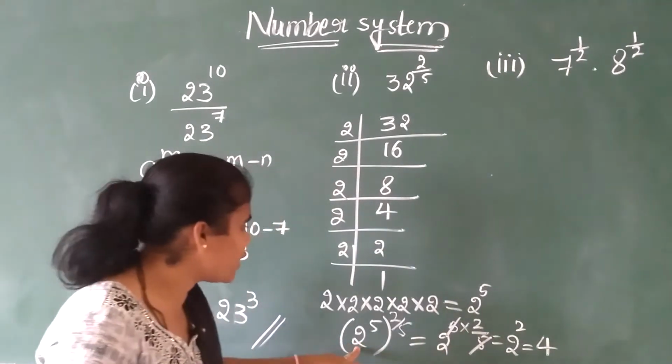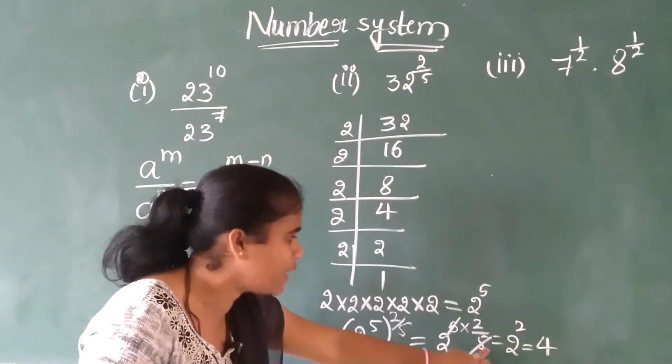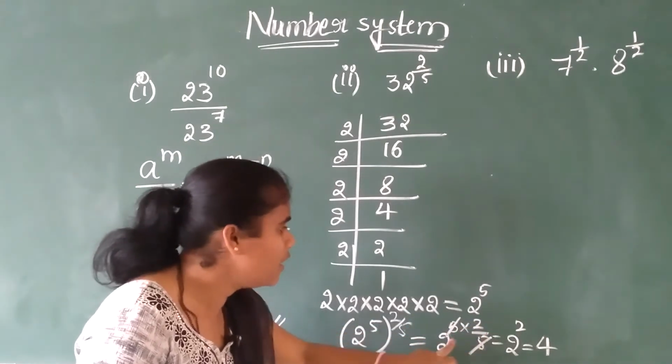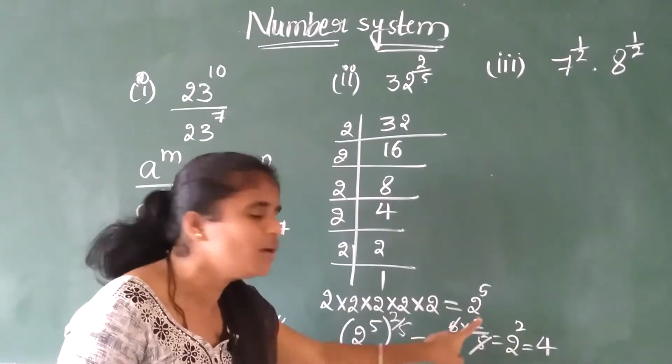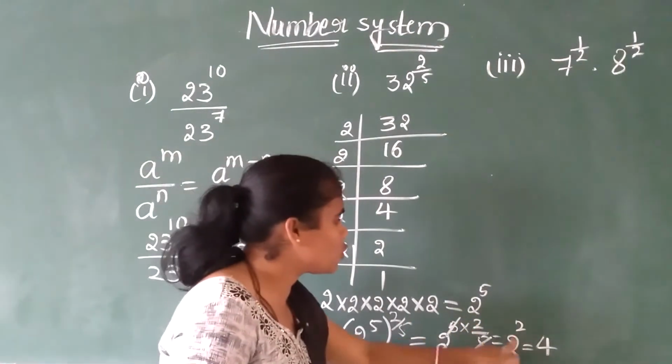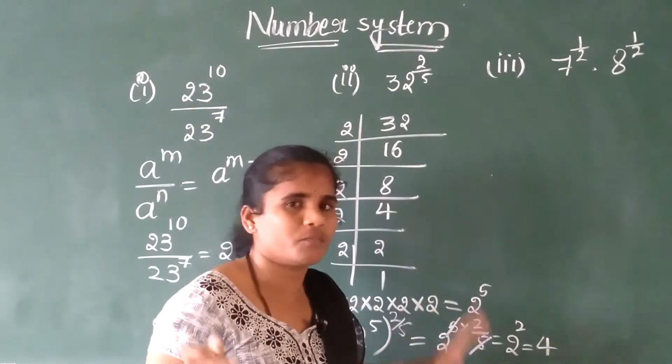2 to the power 5 into 2 by 5, the 5s get cancelled, and only 2 remains. So you will get 2 to the power 2, which is nothing but 2 into 2, that is 4.